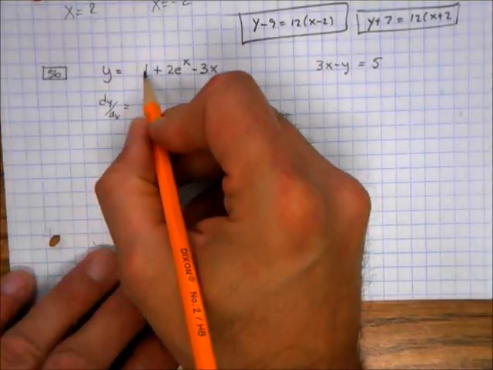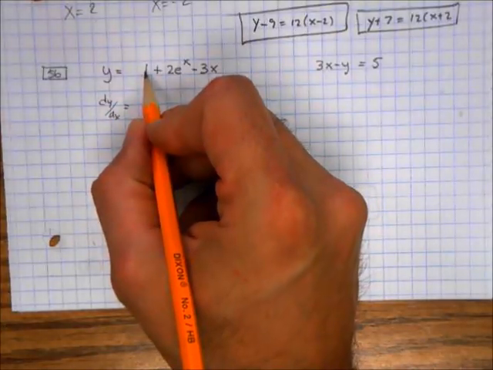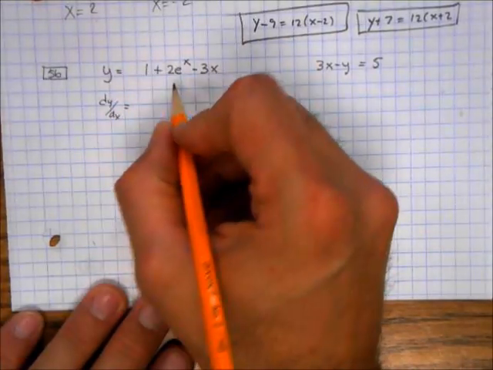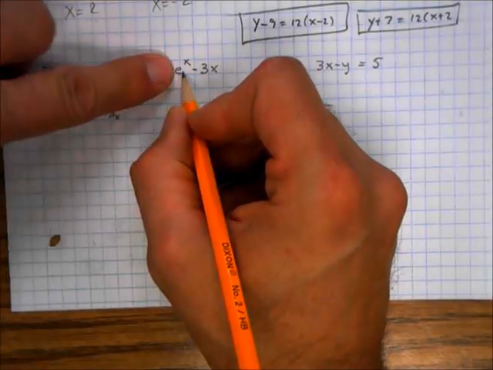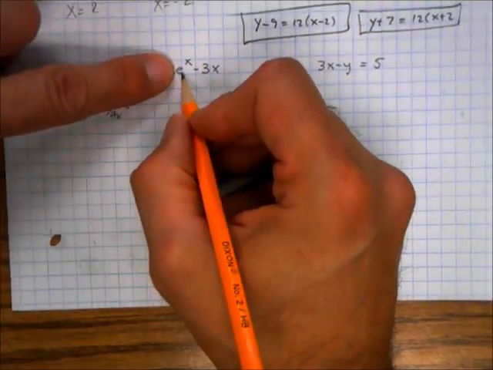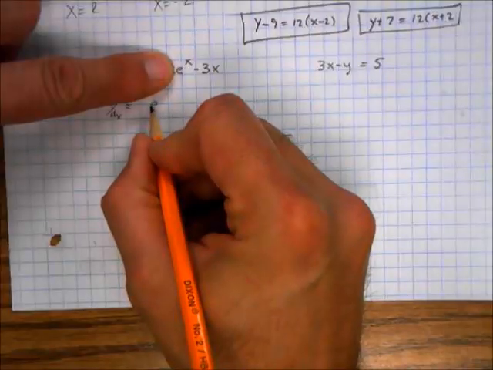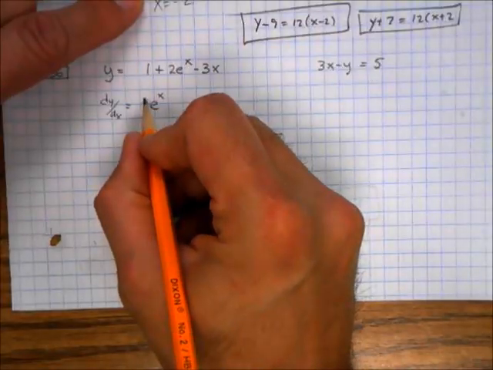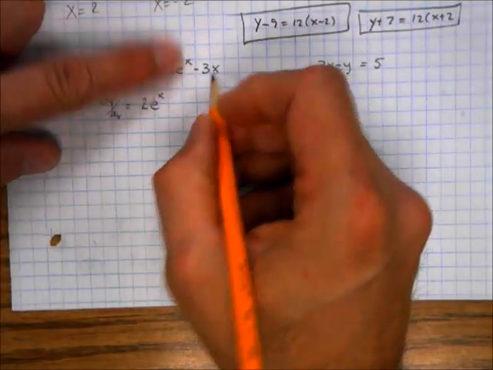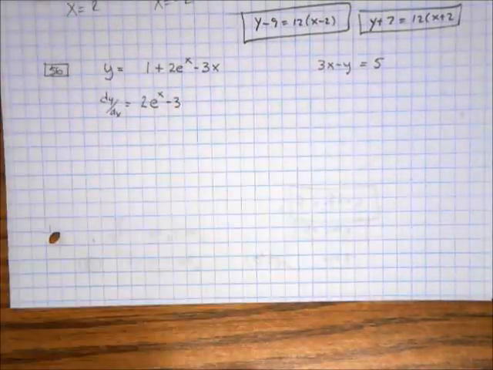Down the list, the derivative of 1 goes away. It's a constant, it's 0. The derivative of this is, cover up the coefficient, the derivative of e^x is e^x. There's still a 2 there. And the derivative of negative 3x is minus 3. There's my derivative right there.